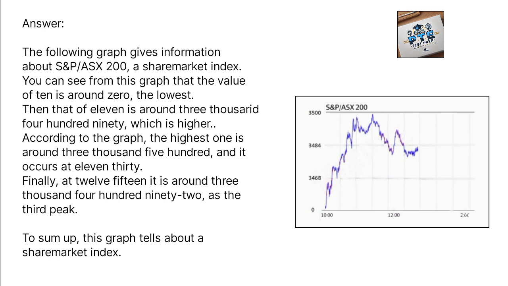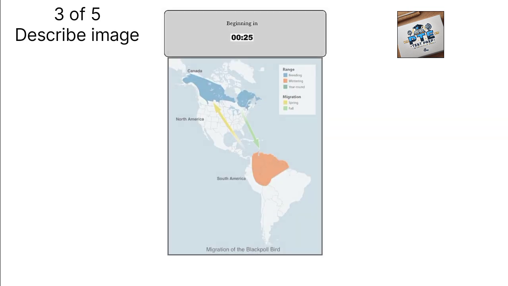According to the graph, the highest one is around 3,500, and it occurs at 11:30. Finally, at 12:15, it is around 3,492 as the third peak. To sum up, this graph tells about a share market index.